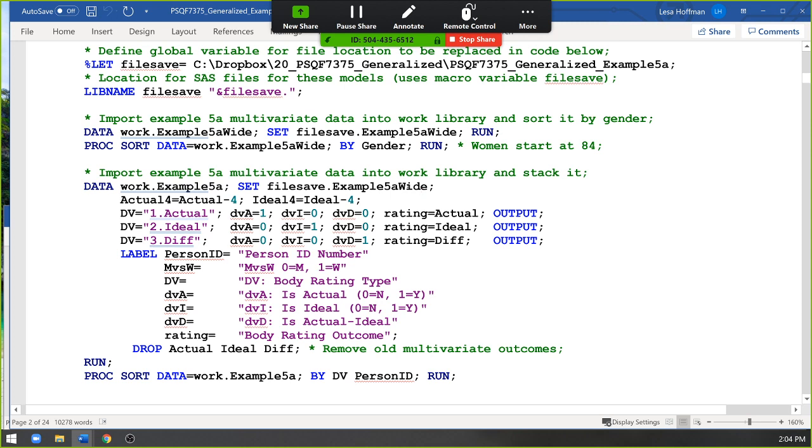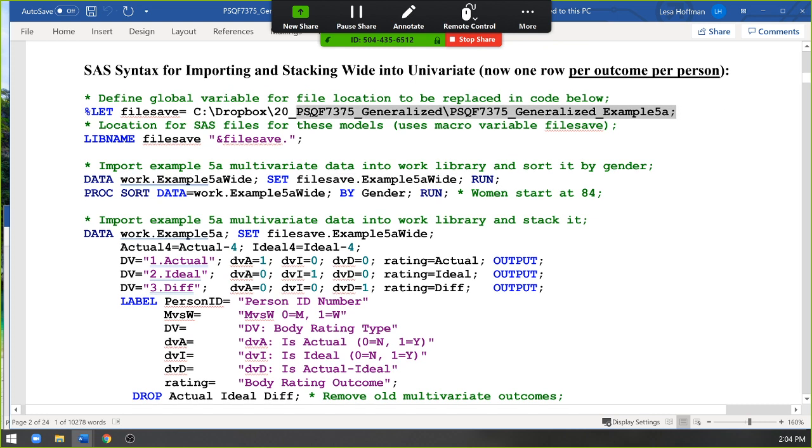So the original data set is in the wide format. That is saved. I have it as a SAS format in this example. It's in a place called File Save, this is my path to your guys' class handouts. And the name of the original file is example 5A wide.